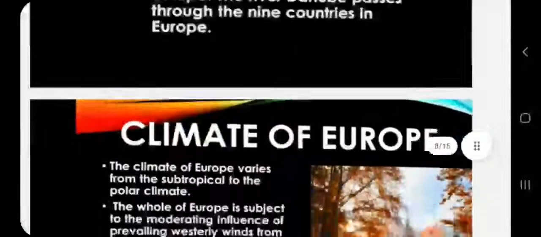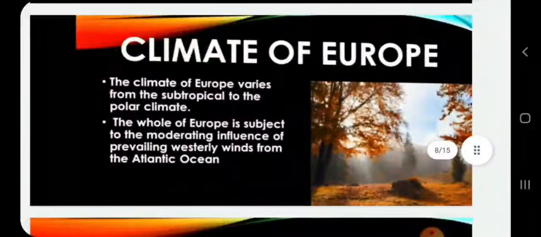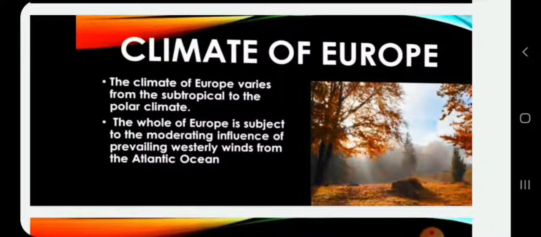And next, we will see the climate of Europe. The climate of Europe varies from subtropical to the polar climate. The Mediterranean climate of the south has warm summers and a rainy winter. The western and northwestern parts have a mild, generally humid climate and are influenced by the North Atlantic drift.